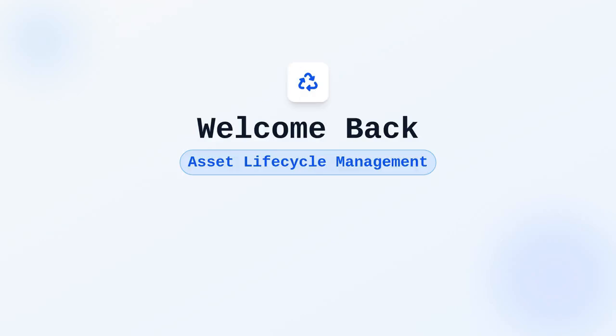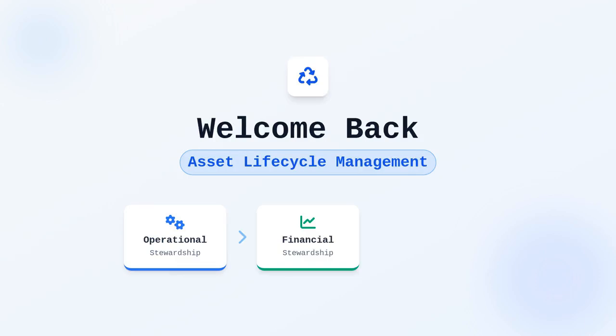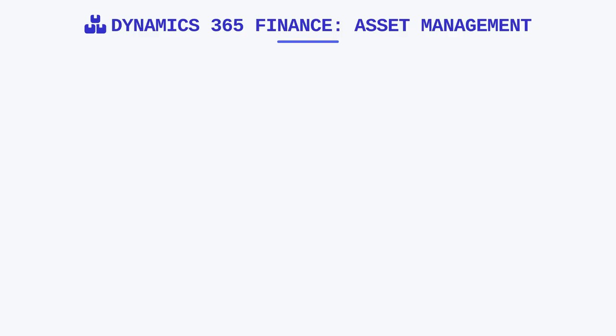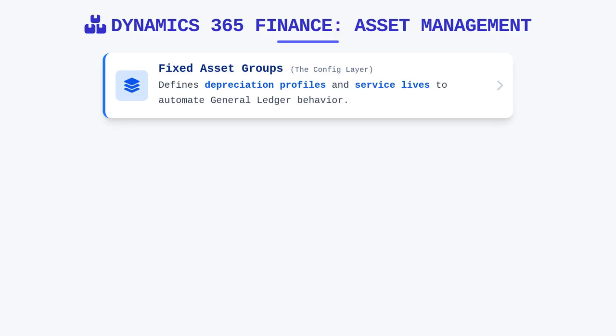Welcome back. We are now arriving at the segment dedicated to Asset Lifecycle Management, where we examine the operational and financial stewardship of long-term resources. In the ecosystem of Dynamics 365 Finance, effective asset management ensures that an organization's capital investments are tracked from acquisition to final retirement. We begin with the concept of fixed asset groups, which serve as the primary configuration layer for grouping assets with similar characteristics such as depreciation profiles and service lives.